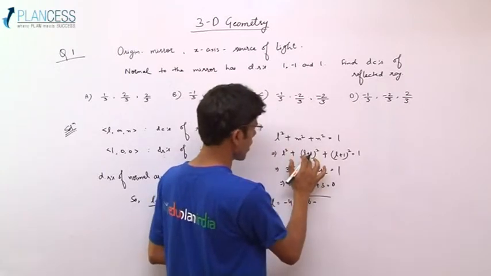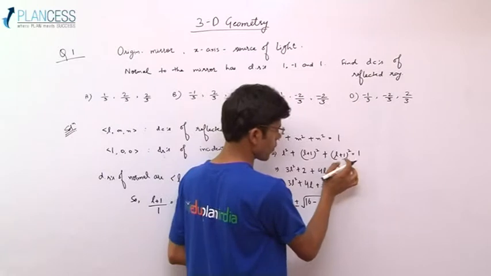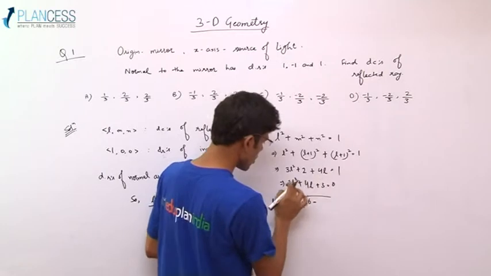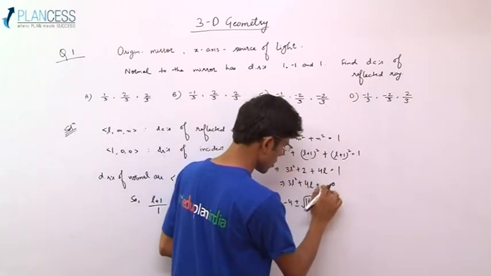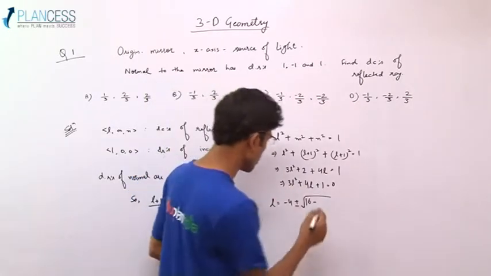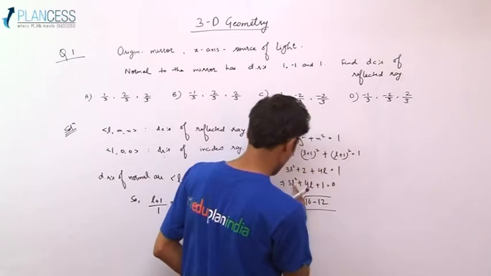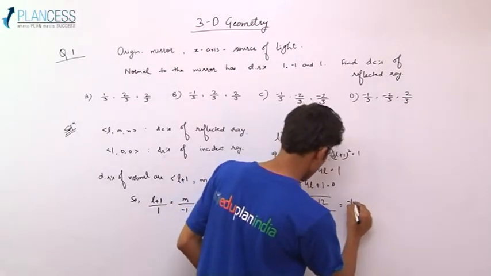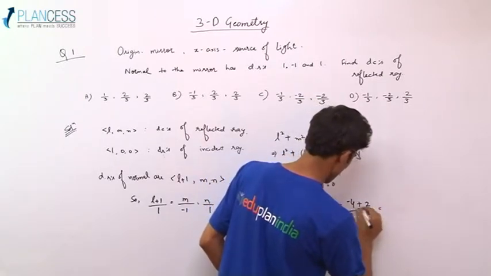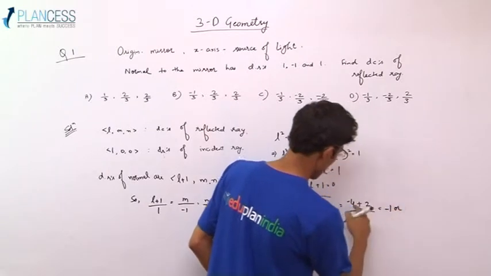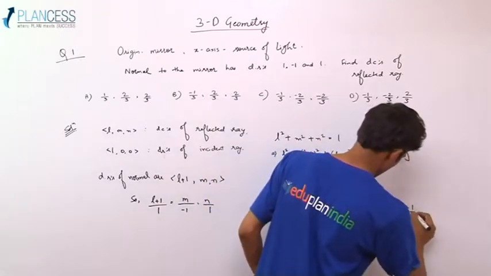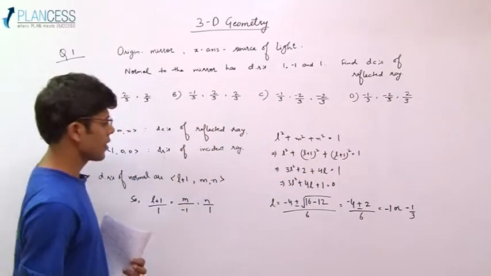So this is L square plus 2L plus 1, this is L square plus 2L plus 1, so this gives 3L square plus 4L plus 2 is 1, so 3L square plus 4L plus 1. So L is minus 4 plus minus square root of b square minus 4ac, this is 12, divided by 2a, this is 6, so this gives minus 4 plus minus 16 minus 12 is 4, under root is 2, divided by 6. So this is minus 4 minus 2, or minus 4 plus 2, which is minus 2 divided by 6, or minus 1 by 3. So this is what I get as my L.